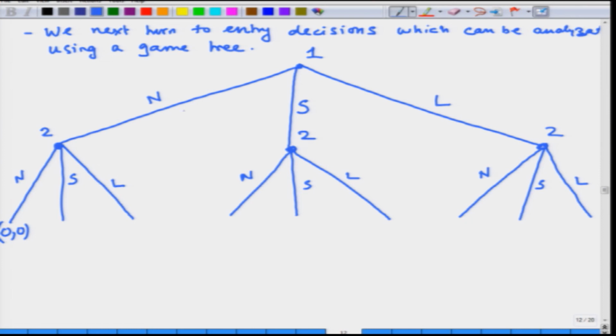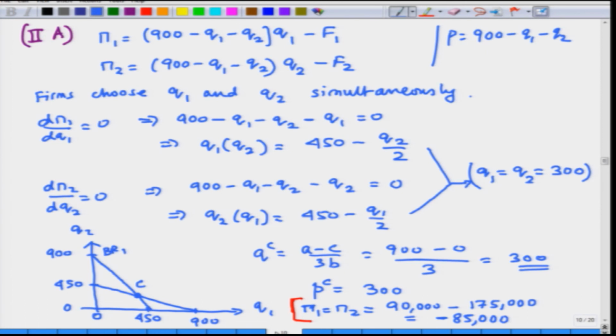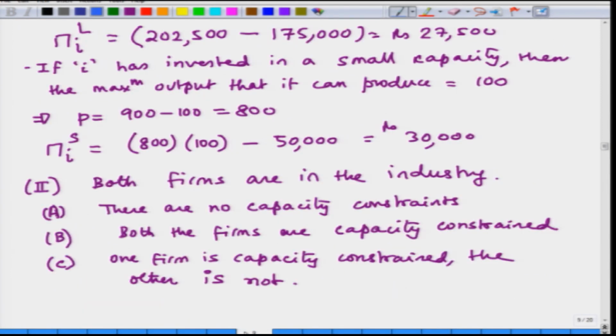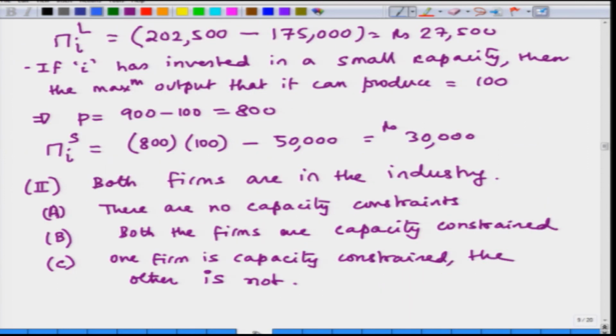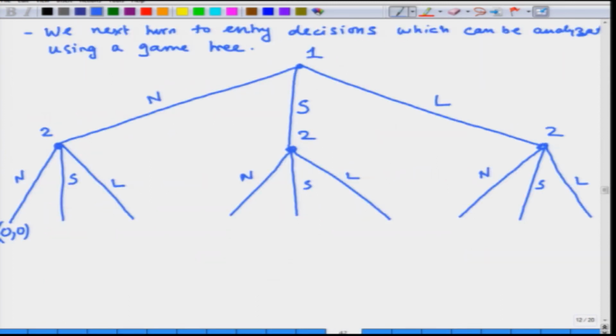If firm 1 decides not to enter, but firm 2 decides to invest in a smaller capacity. So, let us think about this. Firm 1 decides not to enter, right. So, if firm 2 is the only firm in the market and it decided to invest in a small capacity, then its profit would be 30,000, right. So, let us divide it by 1000 and say that the profit is normalized to 30. So, firm 1's profit is going to be 0 because it does not enter, firm 2's profit is 30,000 which we will just write as 30.